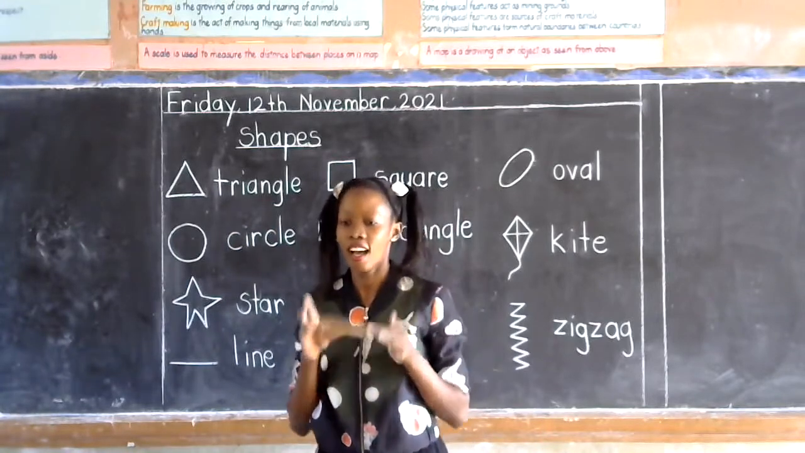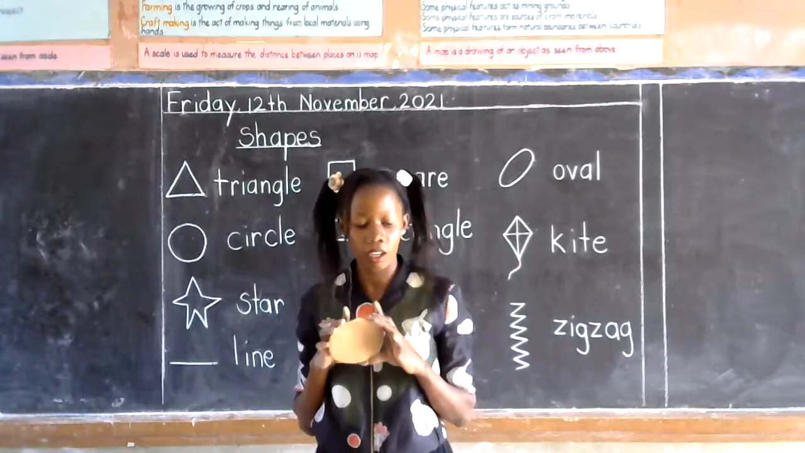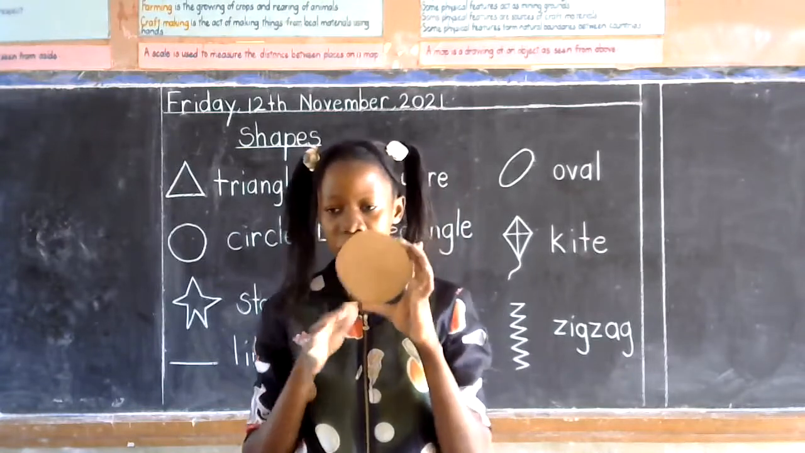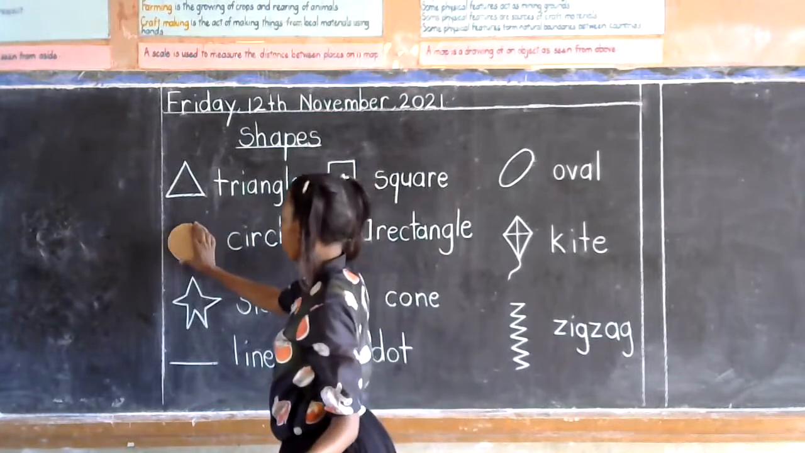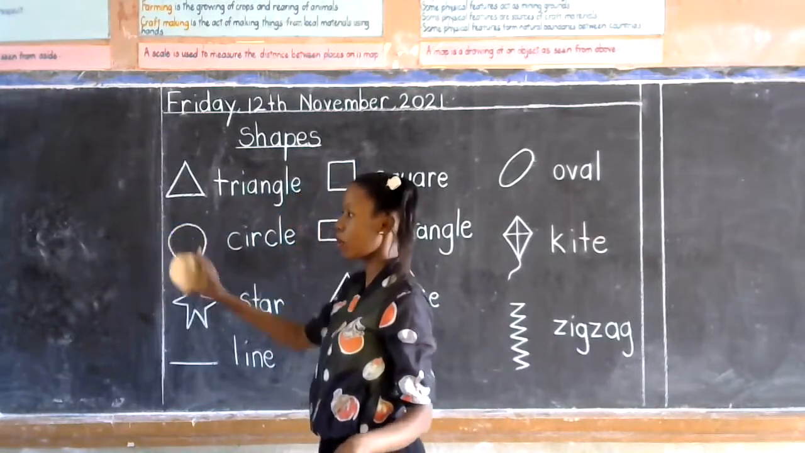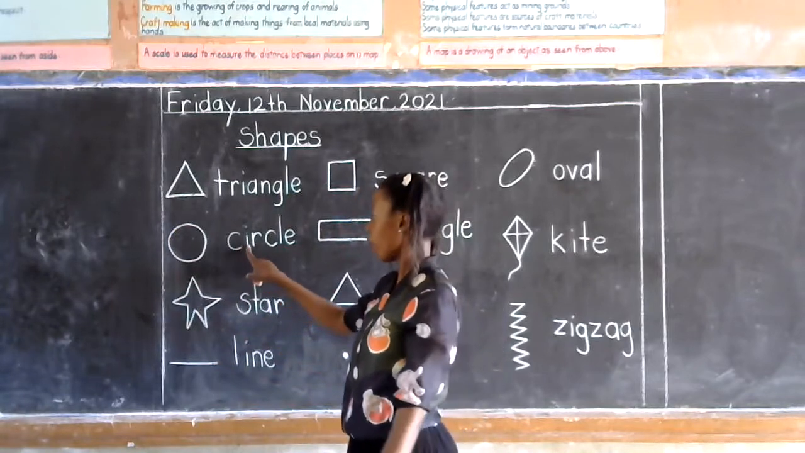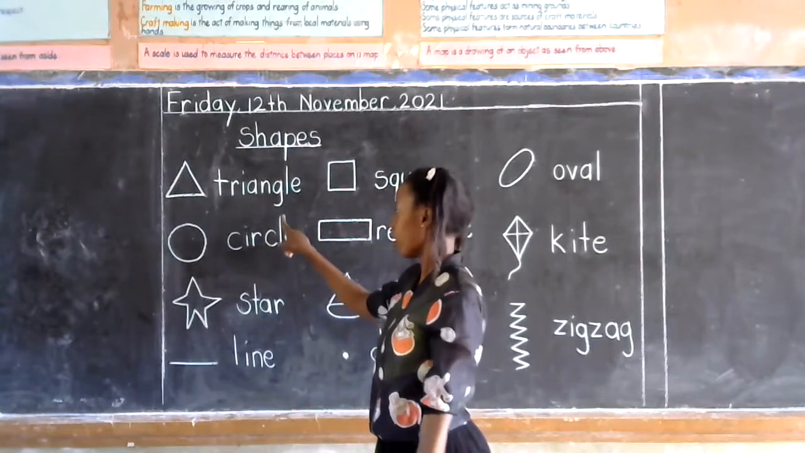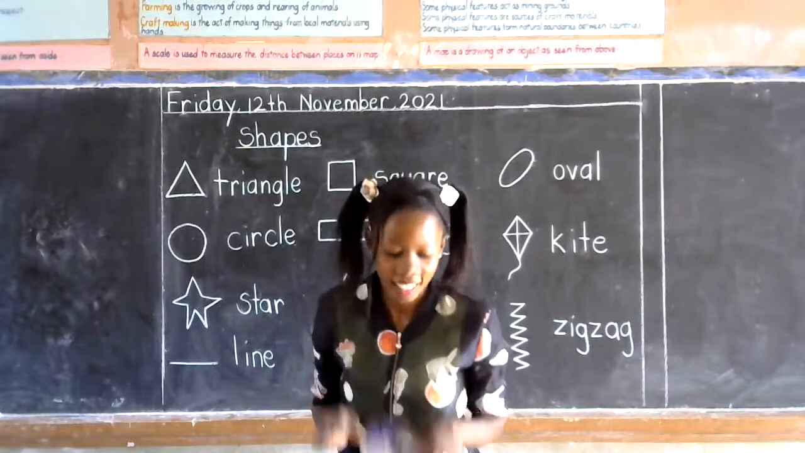This is a circle. I remember I told you a circle looks like a shepherd. This is what you call a circle. Let's spell the word circle. C-I-R-C-L-E. The word is circle.